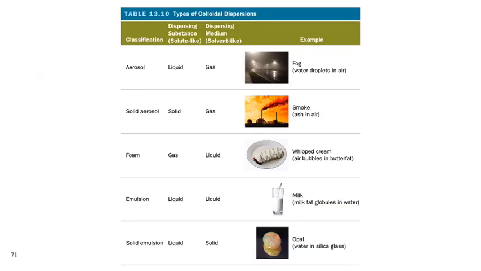There are different types of dispersions, and we tend to give them different names. We don't necessarily think of them as dispersions. Fog is a colloidal dispersion. It's categorized as an aerosol because you've got a liquid being dispersed in a gas, so little water droplets. A solid aerosol, smoke would be an example of this, where you have solids suspended in air.